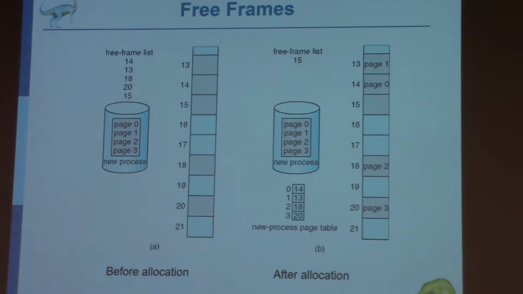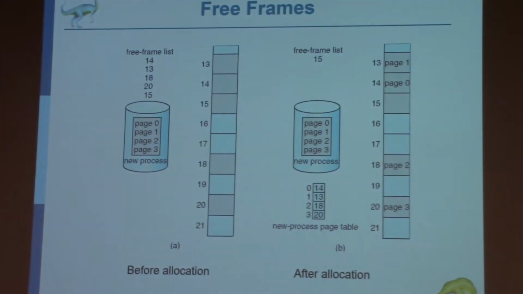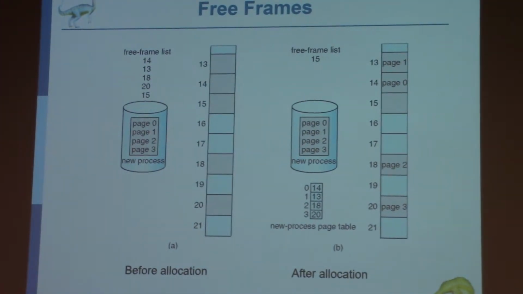The free frame means we need to know, in contiguous allocation, like the partition-based contiguous allocation, we use first fit, best fit, or worst fit. But here, what we need is the free frame, which is not occupied. Just like the free block in the file system, we need to manage such a list of free frames. Okay, free frame list. Like pages 0, 1, 2, 3, this is before allocation, so this is a free frame list.